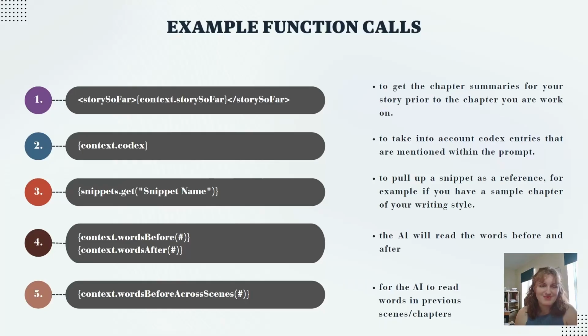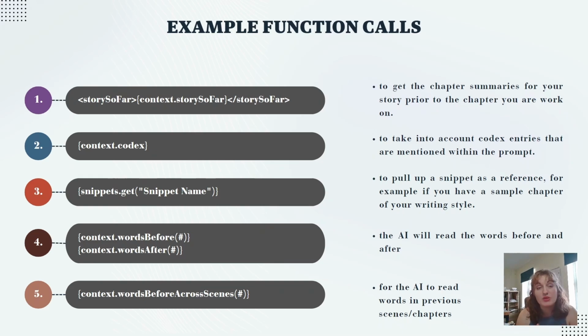Okay. Firstly, if you want to get the chapter summaries for your story prior to the chapter you're working on, then you want to use the story so far function call. This is already included in the system prompts and helps the AI know what's happened in your story so far without having to read the entire thing. It's also why it's so important to keep your scene summaries up to date, as if you have any inaccurate information there, it can be called back on through this function prompt.